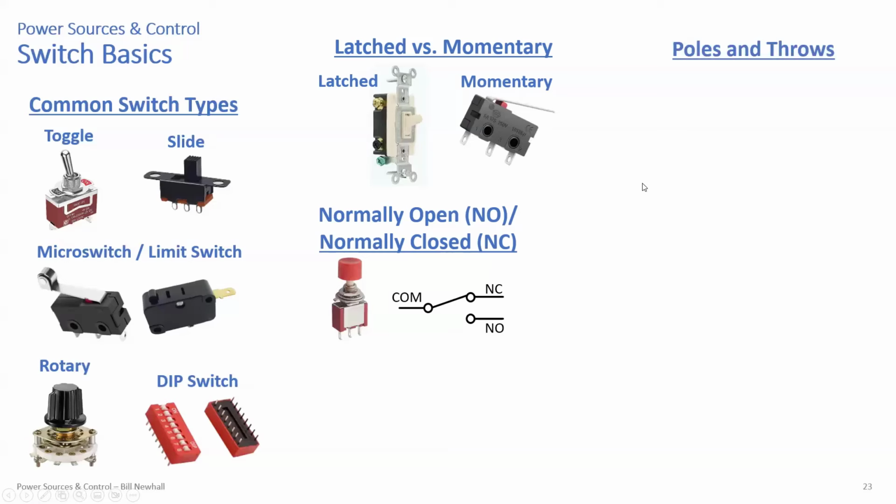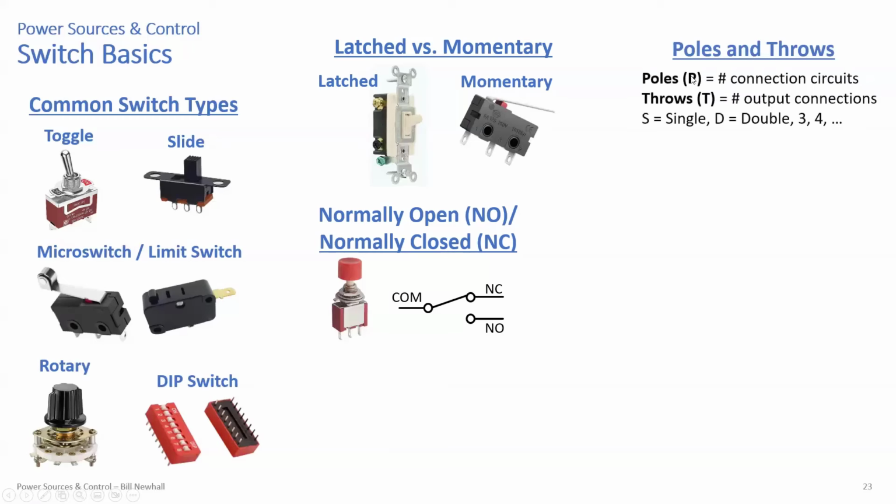Let's see something that is often designated for a switch, and that's poles and throws. You'll see a pole designation. That's the number of connection circuits. I'll show you a diagram. And then number of throws. That's the number of output connections. You can have a single, double, 3, 4 for these designators. For example, here's a single pole, single throw toggle switch. It has one connection circuit and one throw.